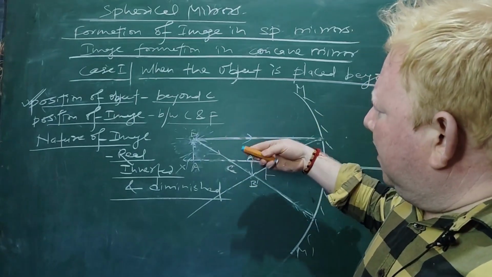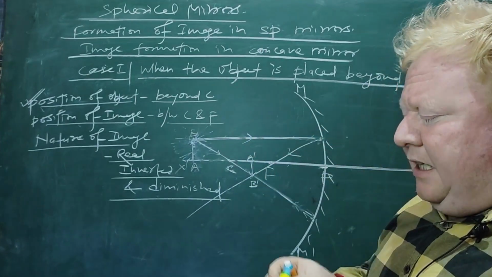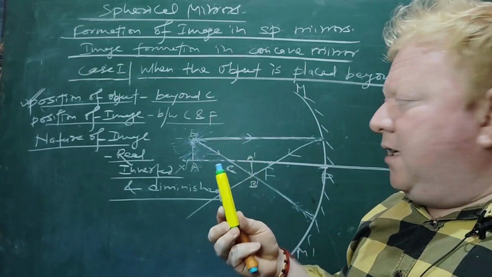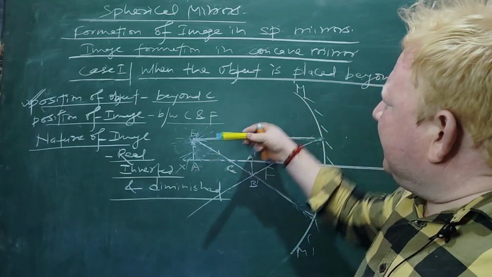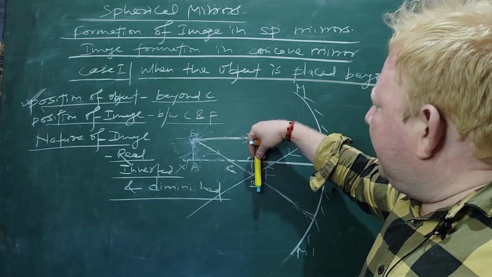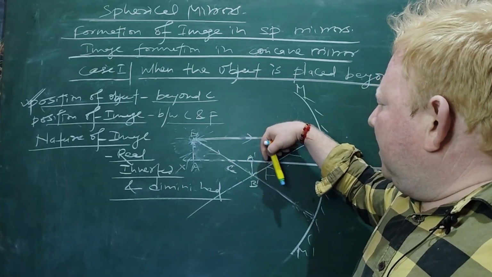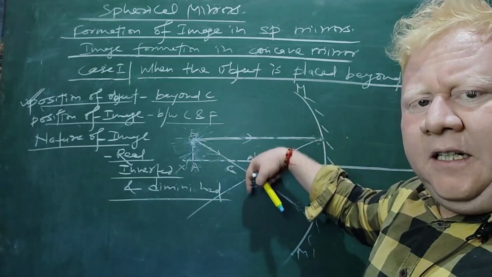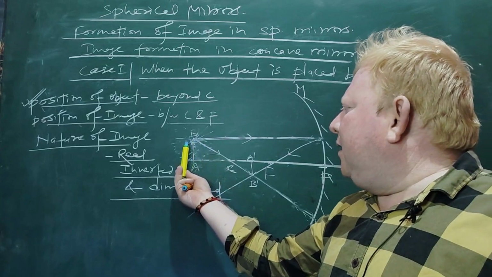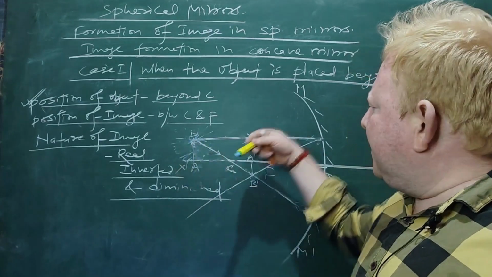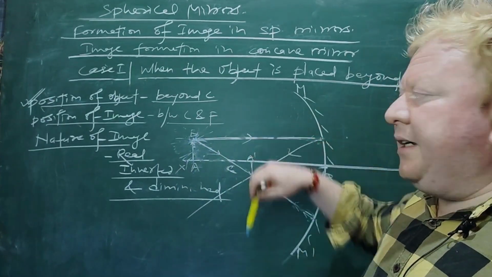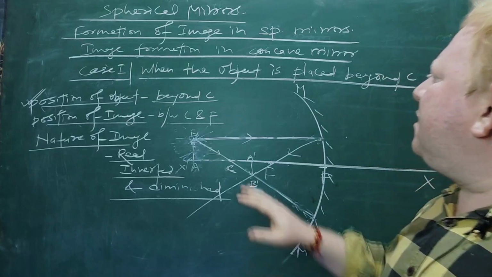See, if it is erect, then it is inverted. You can see this is inverted, right? ये थोड़ा inverted image बन गया. This is the object height and this is the image height. Okay. So let me conclude this case 2.